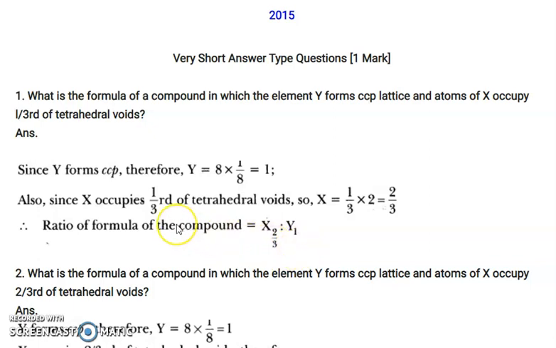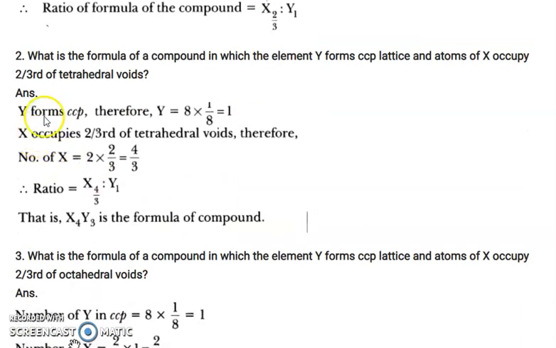Okay. Now, what is the formula of the compound in which Y forms a CCP lattice and atoms of X occupy 2/3 of the tetrahedral voids? Same, Y forms CCP, therefore Y is equal to 8 into 1/8, which is equal to 1. X occupies 2/3 of the tetrahedral voids, therefore the number of X is equal to 2 into 2/3, which is 4/3. So the ratio is X 4/3 Y1, that is, X4Y3 is the formula of the compound.